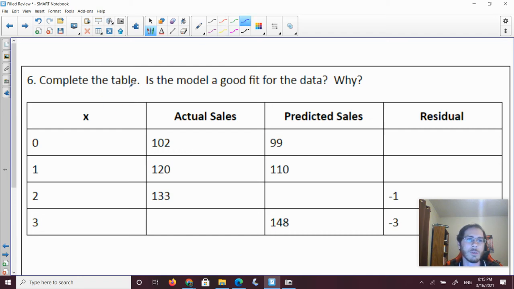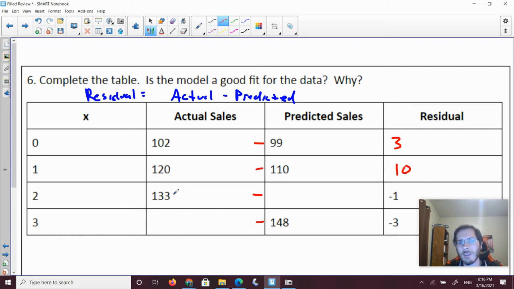So we need the residual formula. So for the residual formula, the residual is the actual minus the predicted. Well, actual's right here and predicted's right here. So our goal is just we want to subtract from one column to the next. So 102 minus 99 is 3. 120 minus 110 is 10.